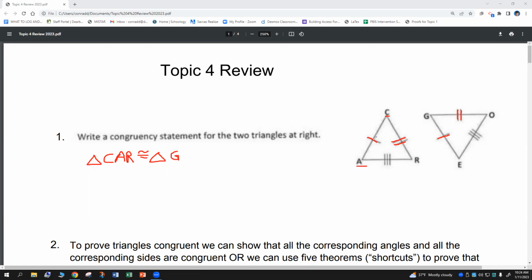A down here is between one hash mark and three hash marks. So between the one hash mark and the three hash marks is E. And then R is between the two hash marks and the three hash marks. So R is going to match up with O. So triangle GEO. So it's triangle CAR is congruent to triangle GEO, but there's 6 possible answers for this.